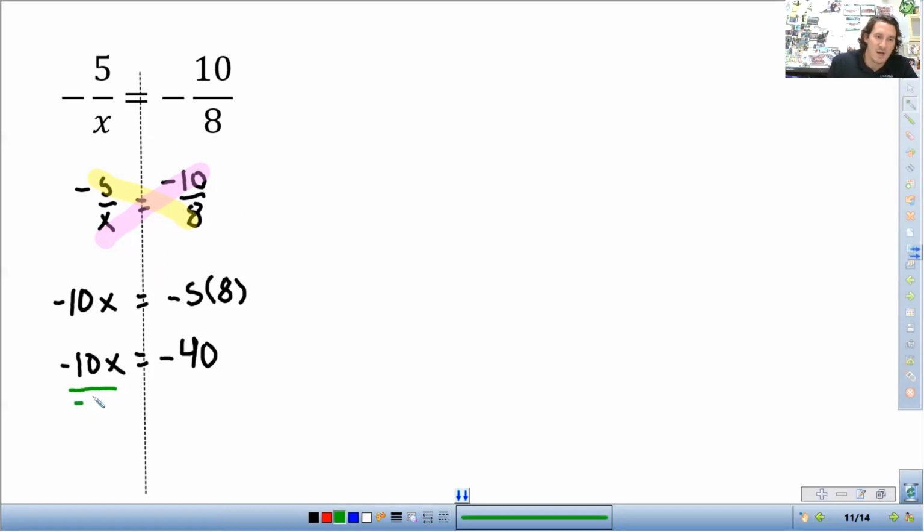The opposite of multiplying by 10 is dividing by 10. In this case, negative. So you get negative 10 divided by negative 10. You get x is equal to negative 40 divided by negative 10. The negatives turn into a positive, so our answer is going to be positive. 40 divided by 10 is 4.